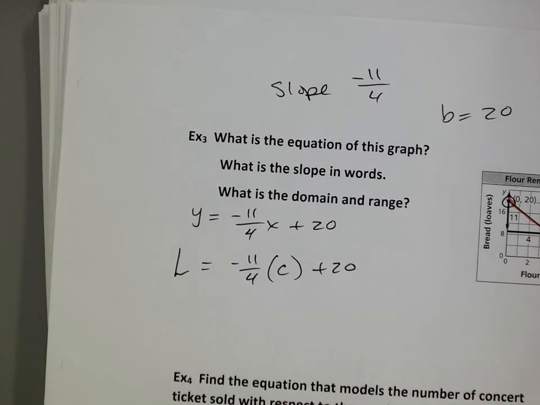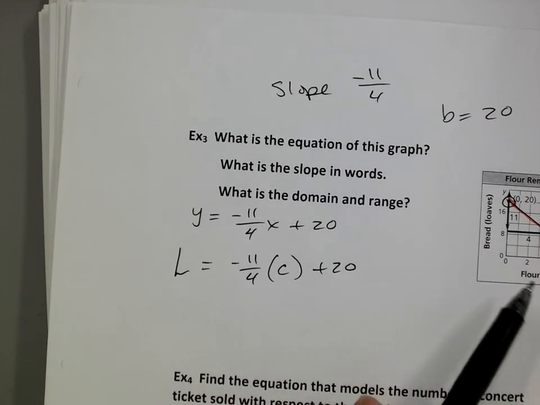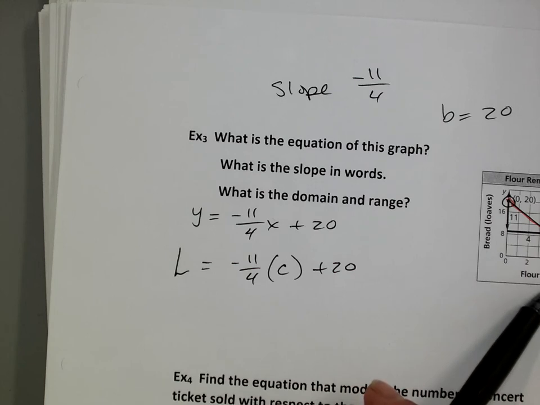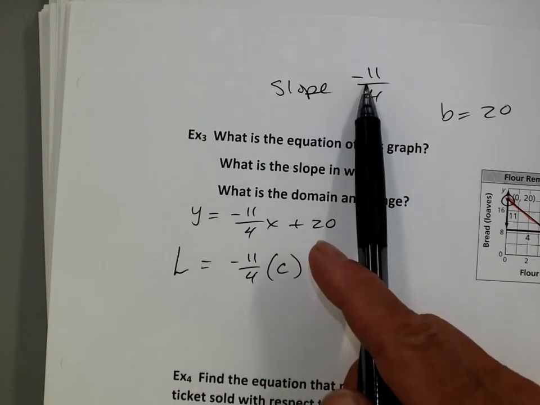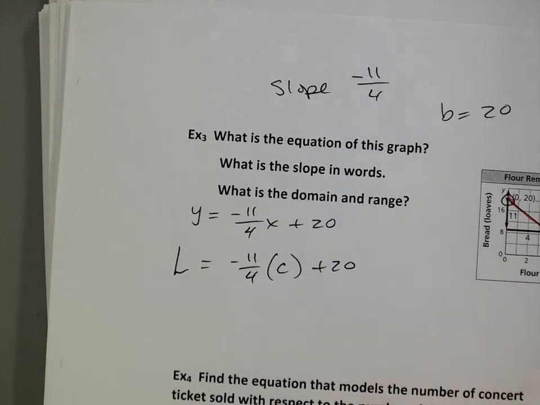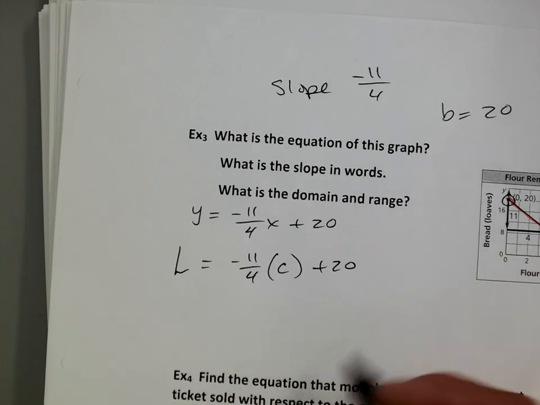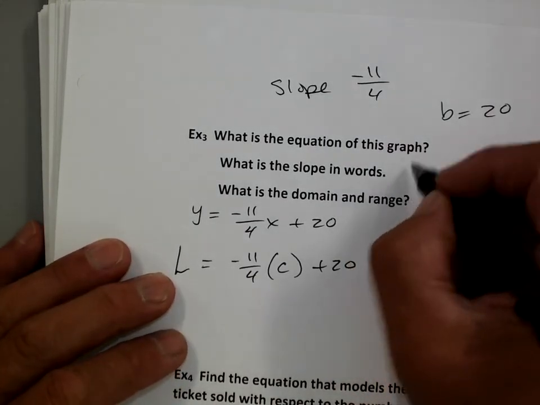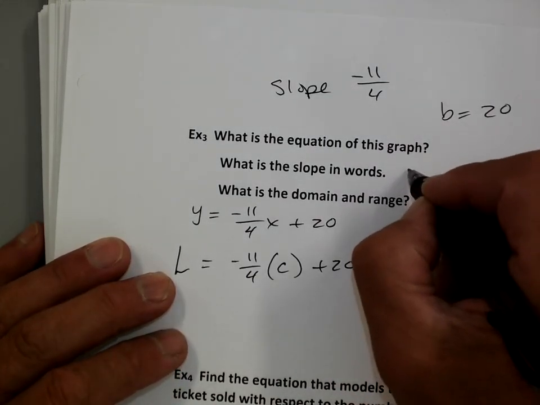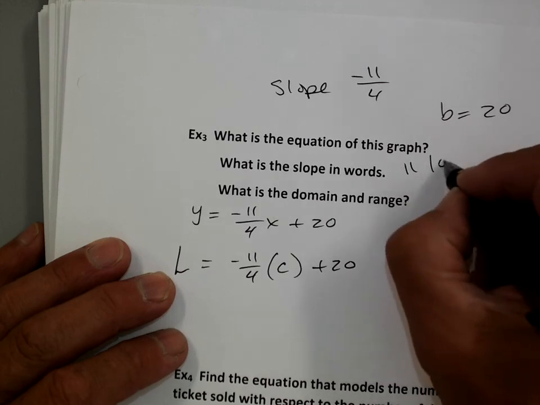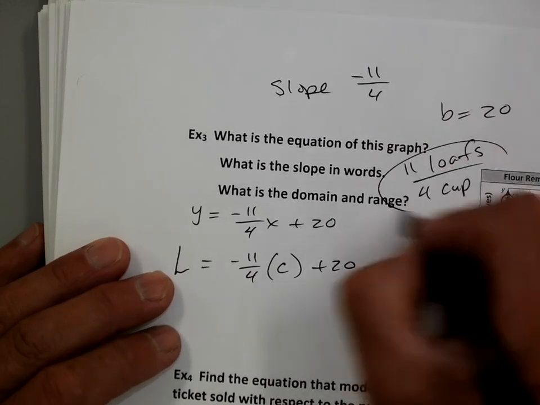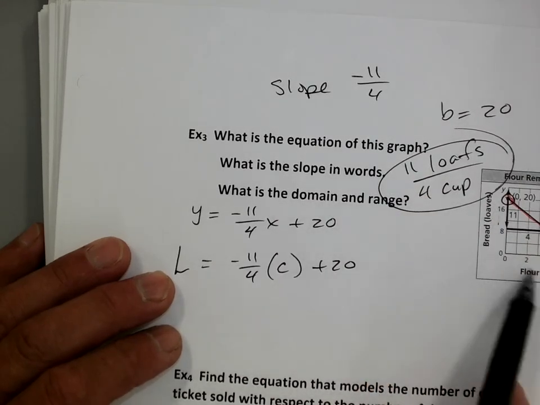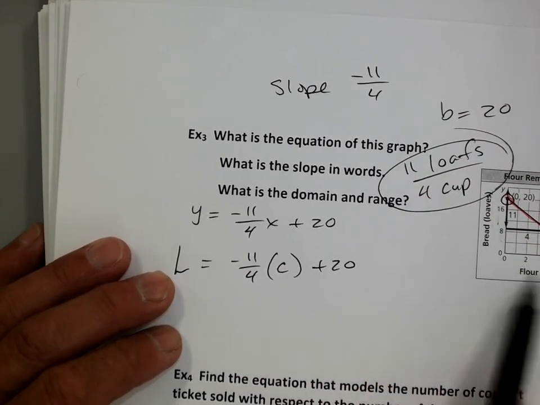It means that you're running out of flour, right? It means that you're using cups. So it means you're going to have 11 loaves of bread for every 4 cups of flour. 11 loaves for every 4 cups. Okay. So the slope in words is always going to be the y with the x.